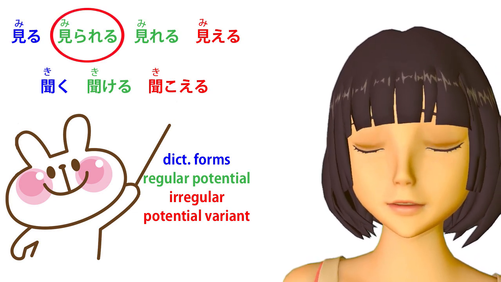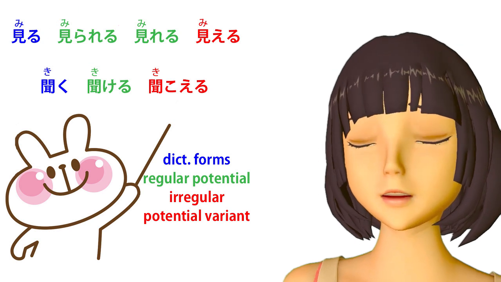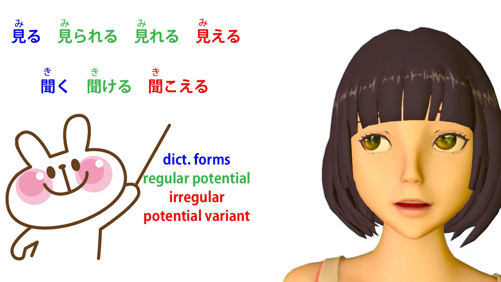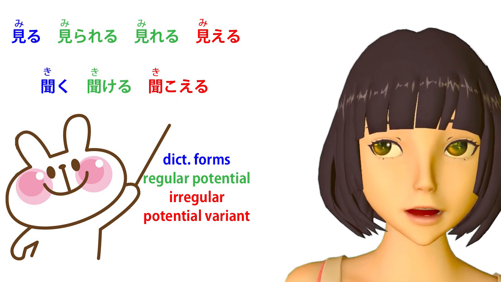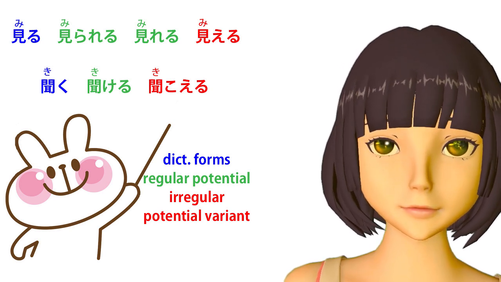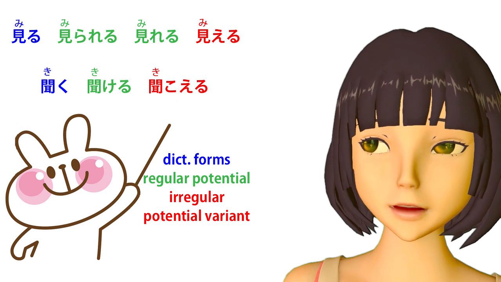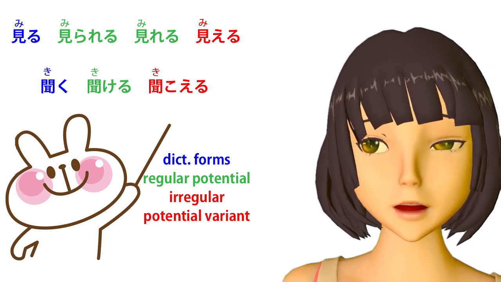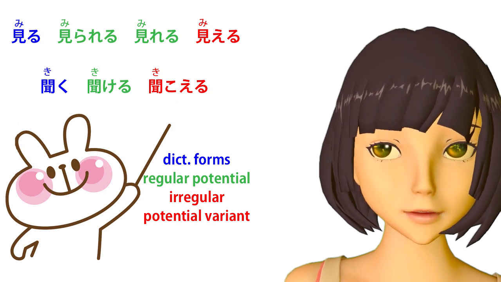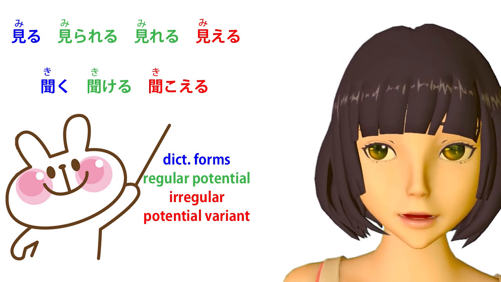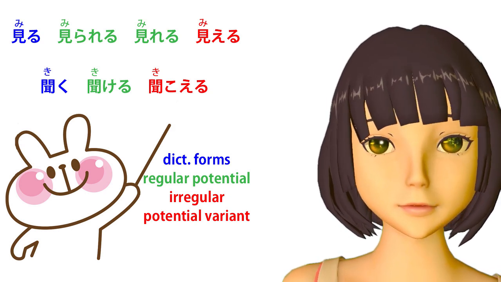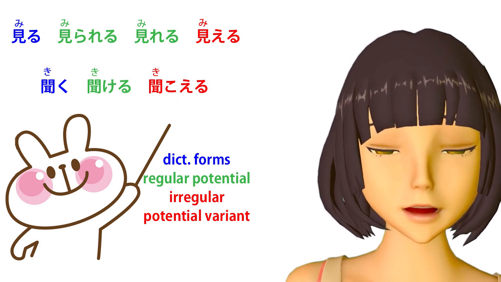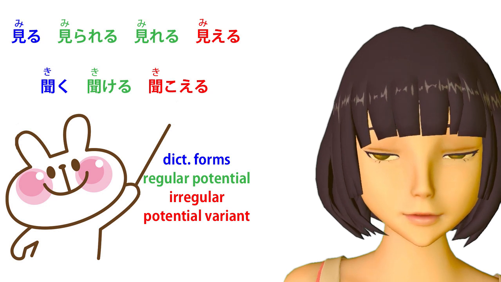Mirareru is what we'll use because that is currently the correct usage. So we have miru, we have mirareru and miaru, we have kiku, we have kikeru, and we have kikoeru. So what is the difference between the two potential forms, the regular and the irregular potential form? Now, in each case here, the irregular potential form is what I'm going to call a forced self-move form.